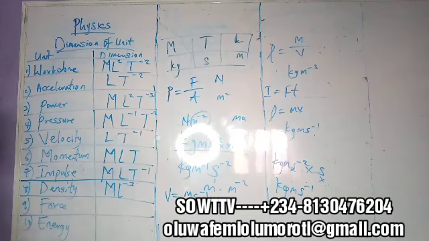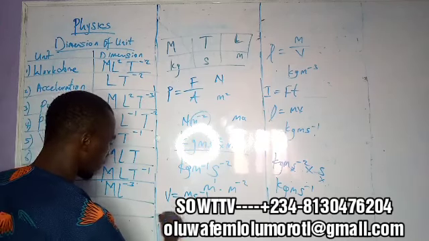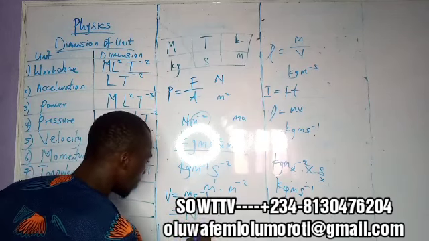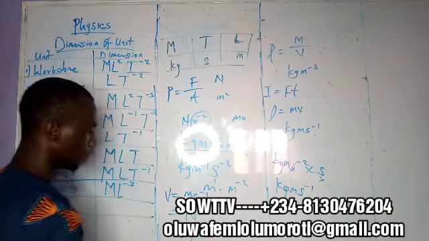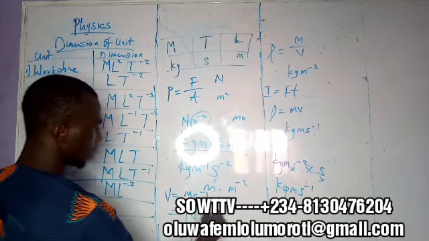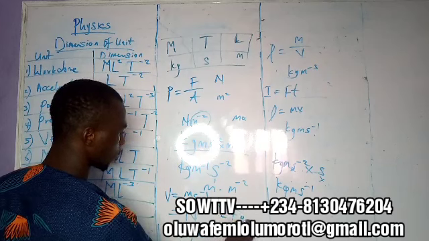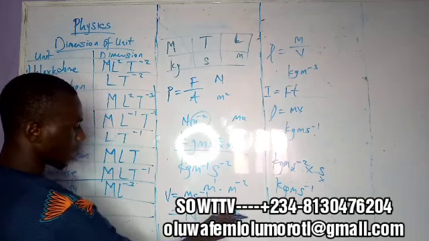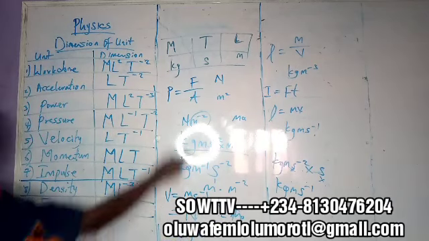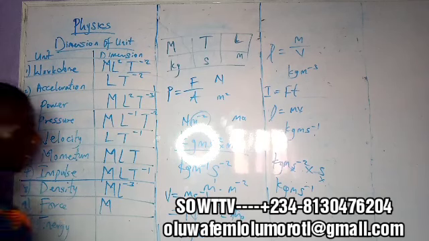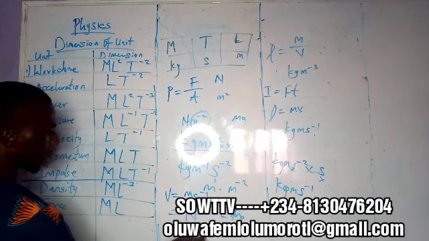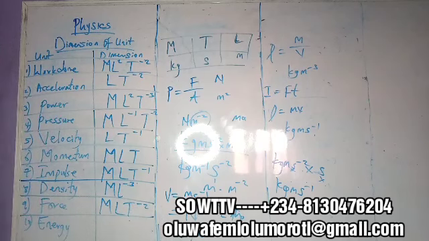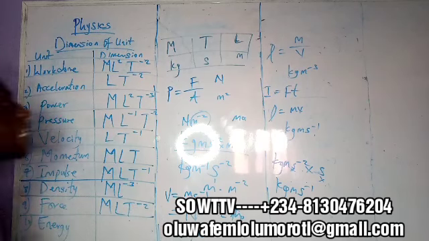Of course we have that of force here. The unit of force is Newton, which equals kilogram meter per second square. That is equal to F equals MA, mass times acceleration. Mass is kilogram, acceleration is meter per second square. So our mass, kg, is M, our meter is L, and our seconds is T to the power minus 2. So the last one we have here is energy.